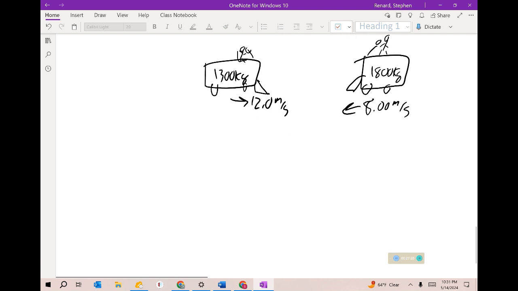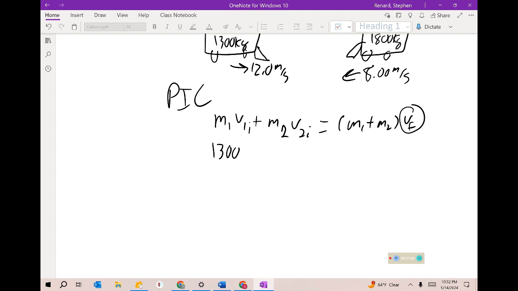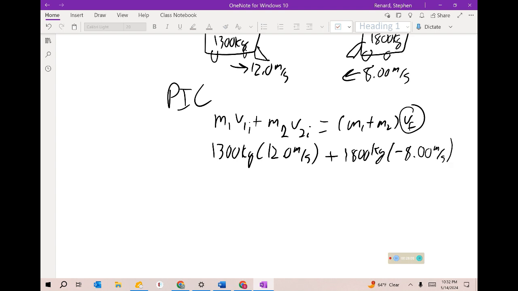So let's do this. Velocity first. They stick together, so this is a perfectly inelastic collision. So this is our equation, and we need to find the velocity right there. Again, super important that we add directionality into our equation. We do that by adding the negative there.